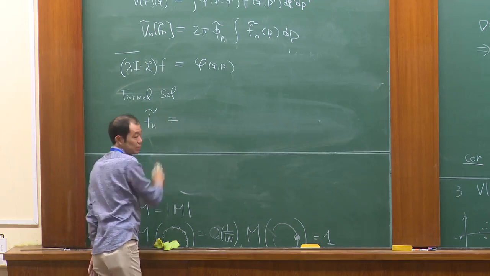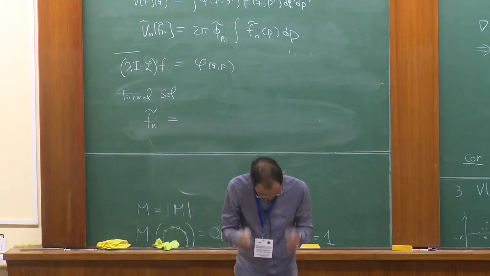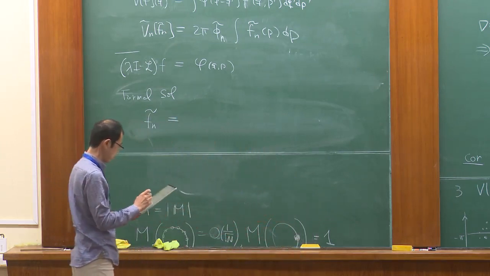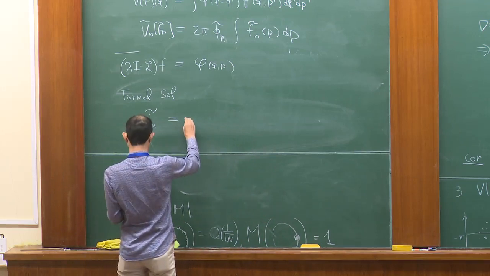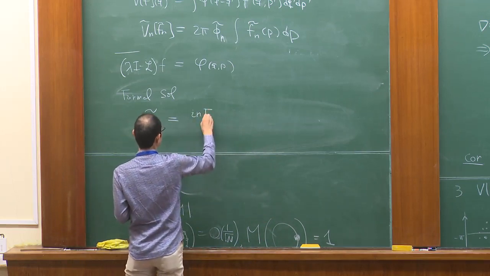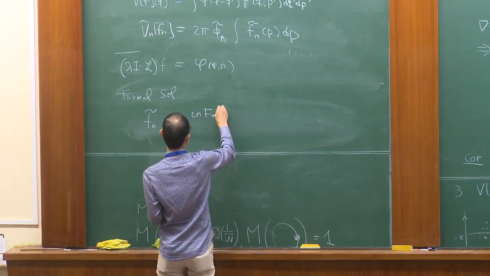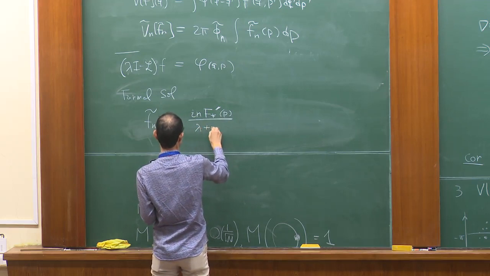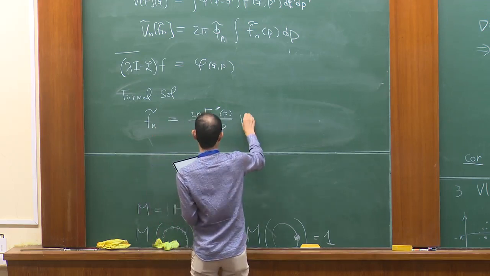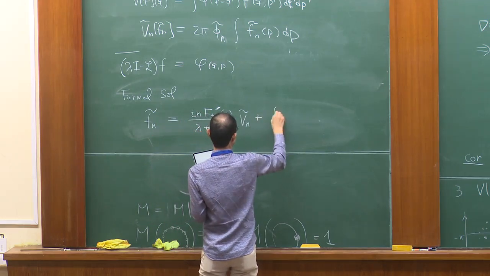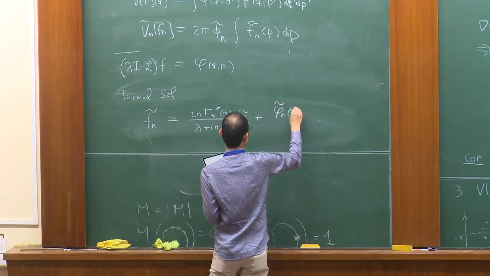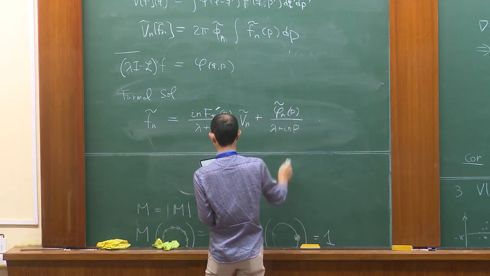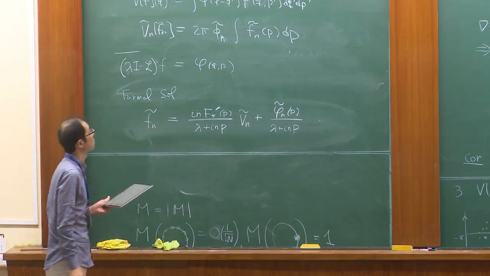So for each Fourier mode, so where is my Ln? In is the prime divided by lambda plus inp and Vn plus phi n p divided by lambda plus INP. So this is a formal solution.